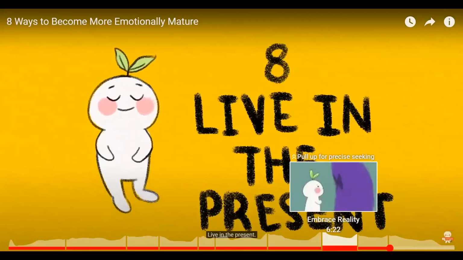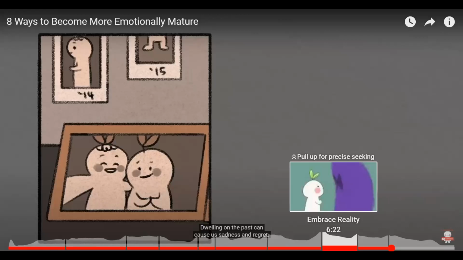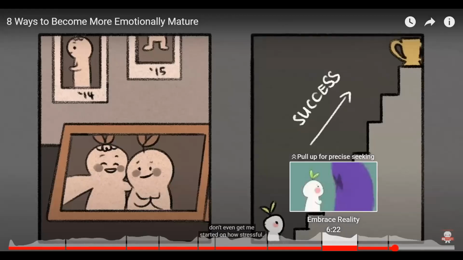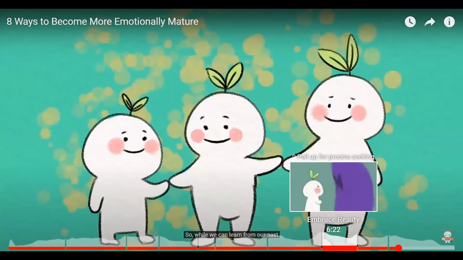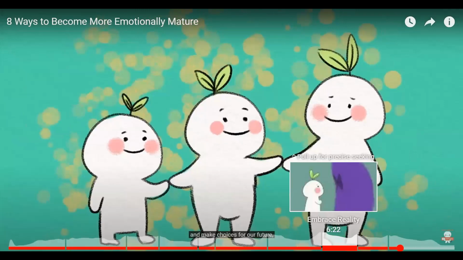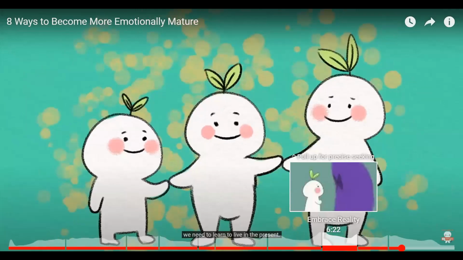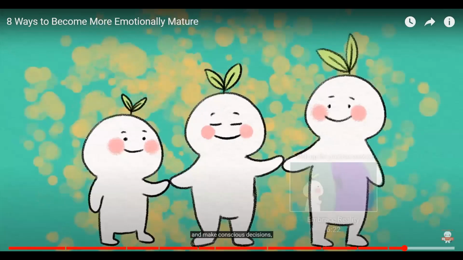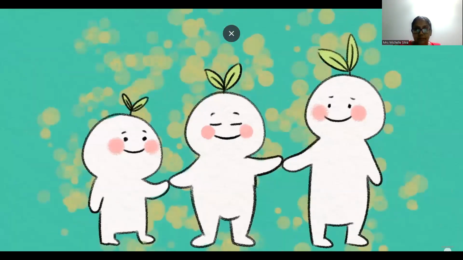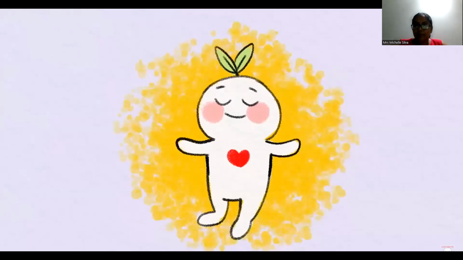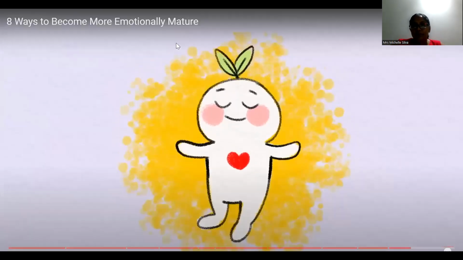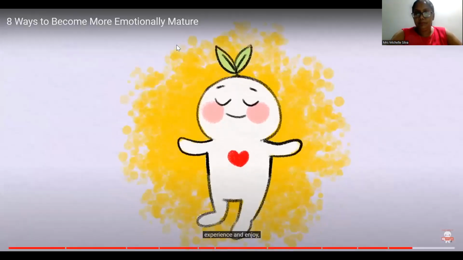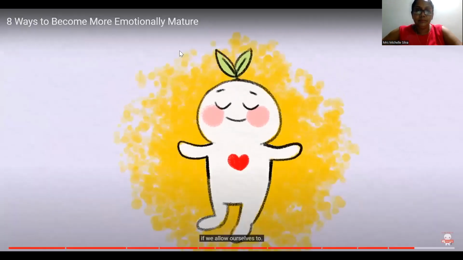And number 8, live in the present. Dwelling on the past can cause us sadness and regret. Dwelling on the future, don't even get me started on how stressful. So, while we can learn from our past and make choices for our future, we need to learn to live in the present. If we're present and make conscious decisions, we're less likely to react negatively or fall into old habits. Being present is powerful. It's the only moment we can act, choose, experience, and enjoy if we allow ourselves to.